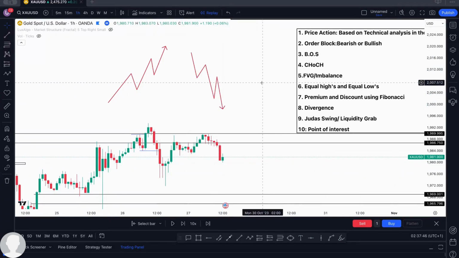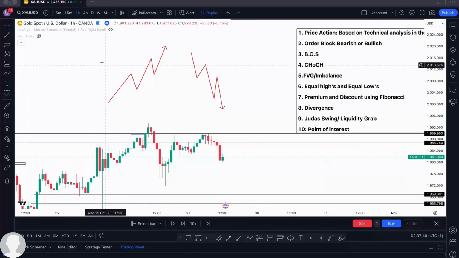Can you see that? So this difference, the divergence, DXY is what many traders actually use as a confluence, mostly to know the dollar strength against other currencies.